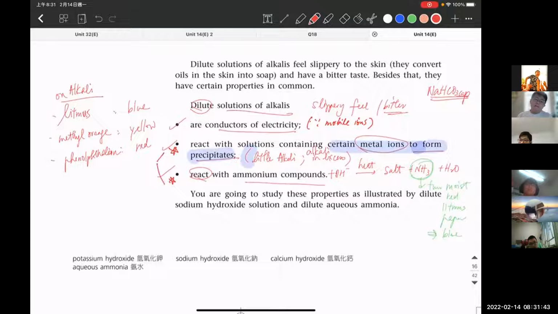Besides, alkaline would change the color of acid-base indicators. For example, turn litmus solution blue, methyl orange yellow, phenolphthalein red. And if you touch it, it is slippery. While if you taste it, if you accidentally do so, you may feel a little bit bitter. So this is what you may know. Highlight this part.